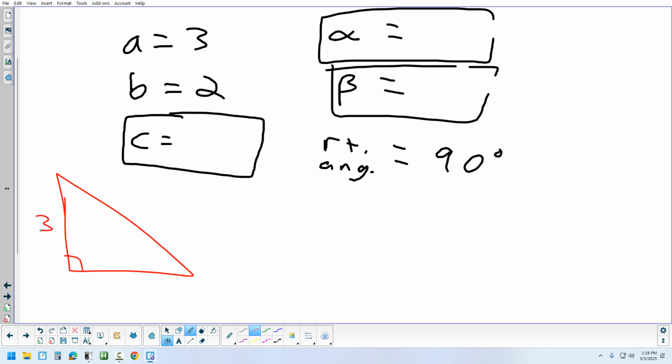So we're going to put A over here. That means alpha is going to go there. B, beta, and C. All right. So again, any of those three things you can find first. Which one do we want to find first? C. Yeah, we could do C. How are we going to get C?